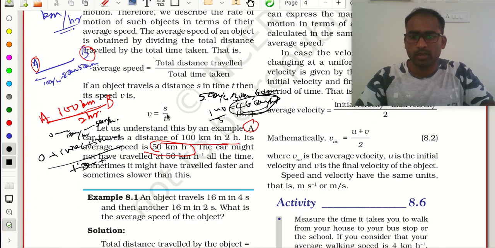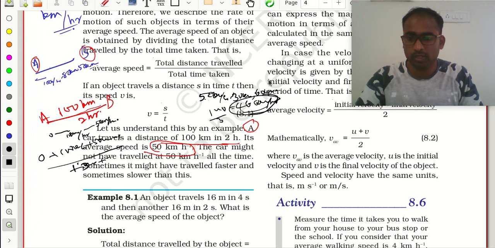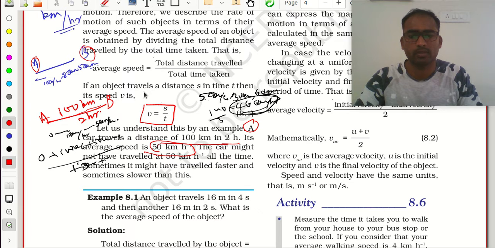Here we understood about the average speed. So here in average speed I can write this also: V is equal to S upon T, where S is the total distance travelled and T is the total time taken and V is the average speed. Now I am introducing one more physical quantity.